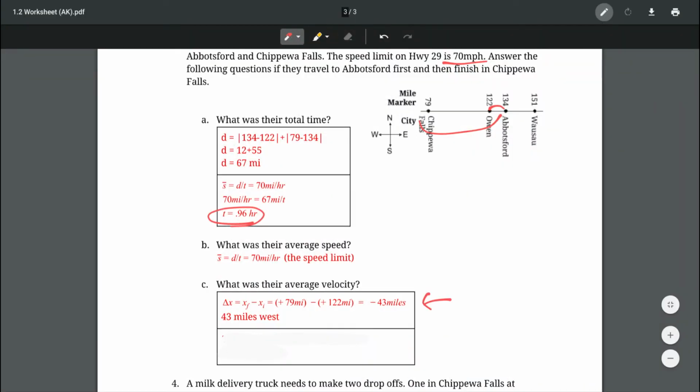So this displacement and this time, and we can find out that the velocity was 45 miles per hour to the west. And you can see that if we are diligent and we say that our displacement was negative, then our velocity is also negative. In English, that means that since our displacement was to the west, then our velocity is also to the west.